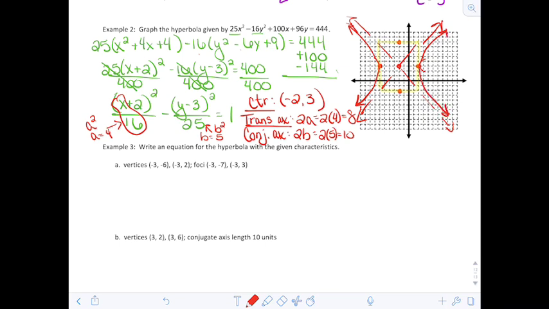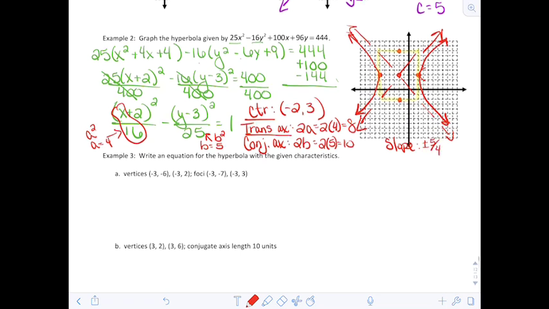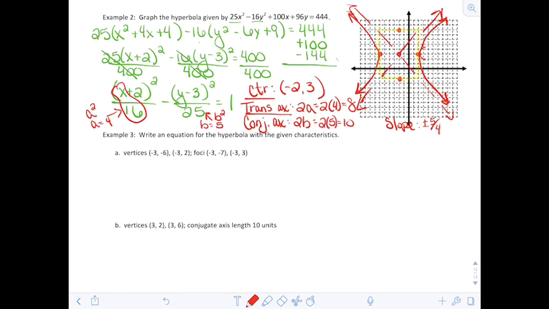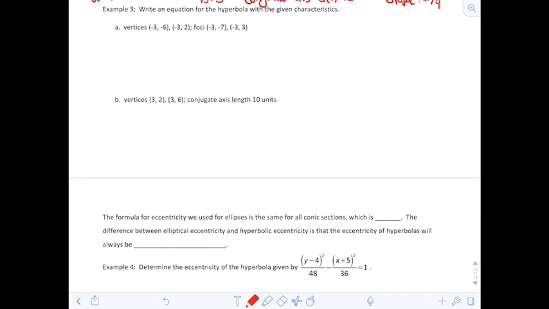And there we go. And again, if they want the slopes, it would be rise over run. So we rose 5 and we ran 4. So the slope of these asymptotes would be positive 5/4. Okay. Let's look at example 3. Now we're given some characteristics and we want to write an equation.